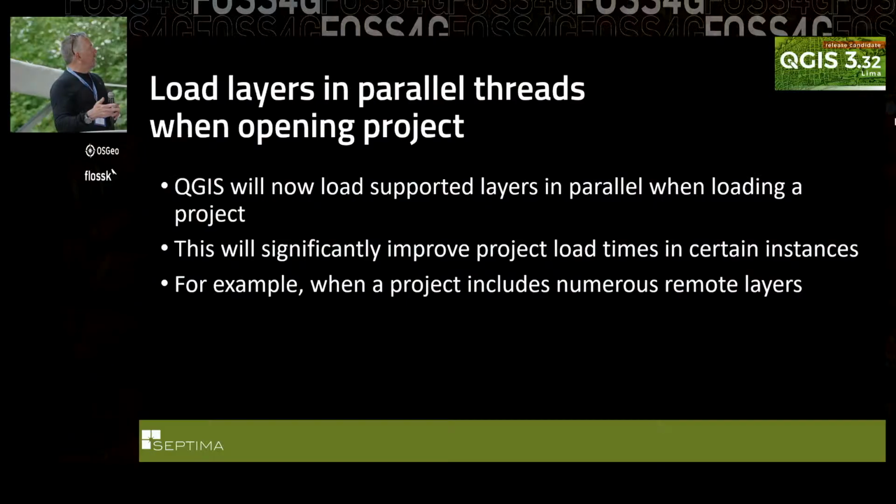There's also a download vector tiles algorithm. So you can now bring in vector tiles and use this algorithm to create a local copy of those vector tiles. This will improve performance of large QGIS projects, loading layers and parallel threads when opening a project. So QGIS will now load supported layers in parallel, and this will improve loading times for those big projects.